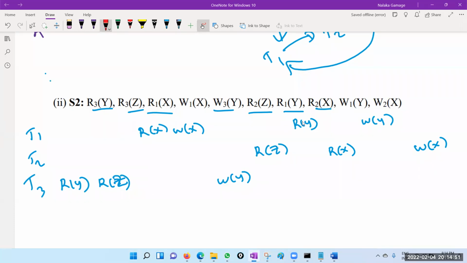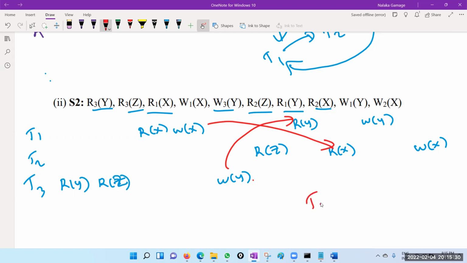Then Y, this is write Y, read Y. So there's a conflict. So this is X, yes, write X, read X, conflict. Then write Y, write Y. Anyway, T3 to T1 we have already mentioned, so I'm not writing it again. Write X to read X is also already mentioned. So those conflicts are already mentioned. So that means there's no cycle.